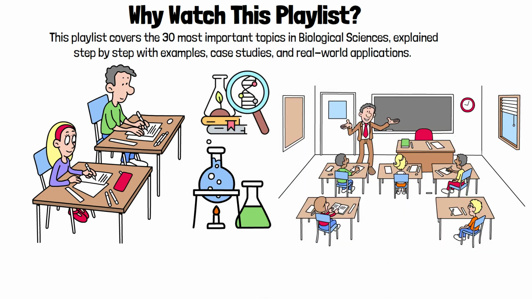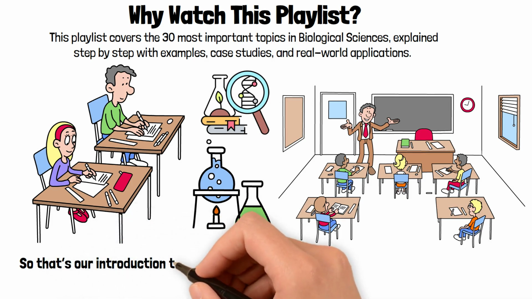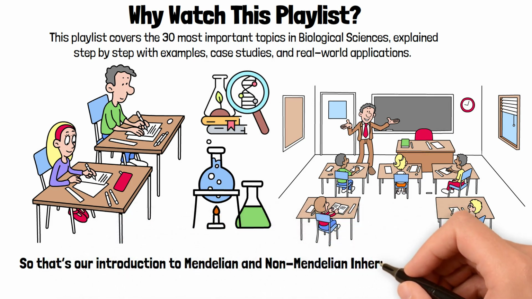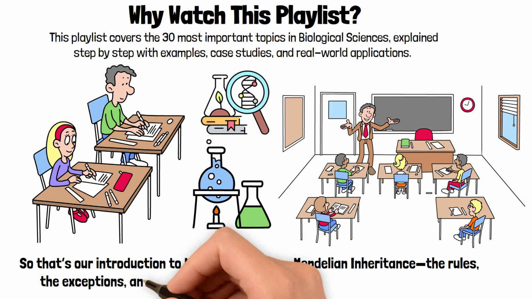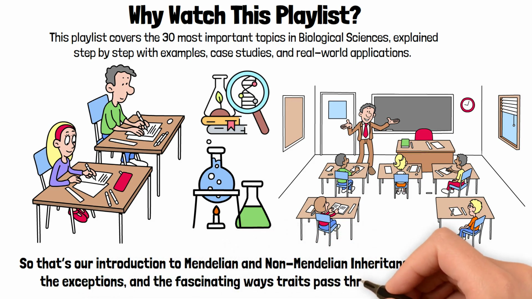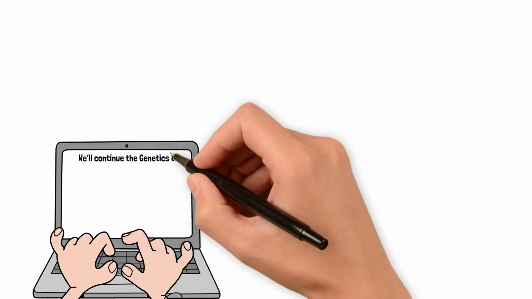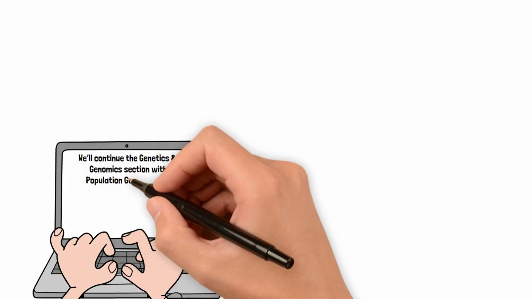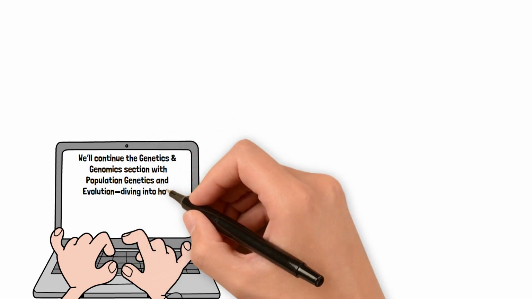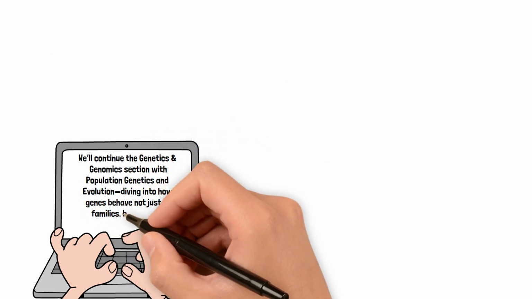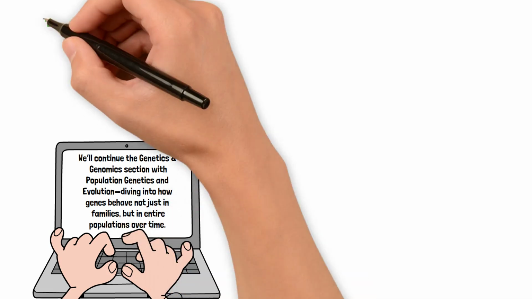So that's our introduction to Mendelian and non-Mendelian inheritance, the rules, the exceptions, and the fascinating ways traits pass through generations. In our next lecture, we'll continue the genetics and genomics section with population genetics and evolution, diving into how genes behave not just in families, but in entire populations over time.